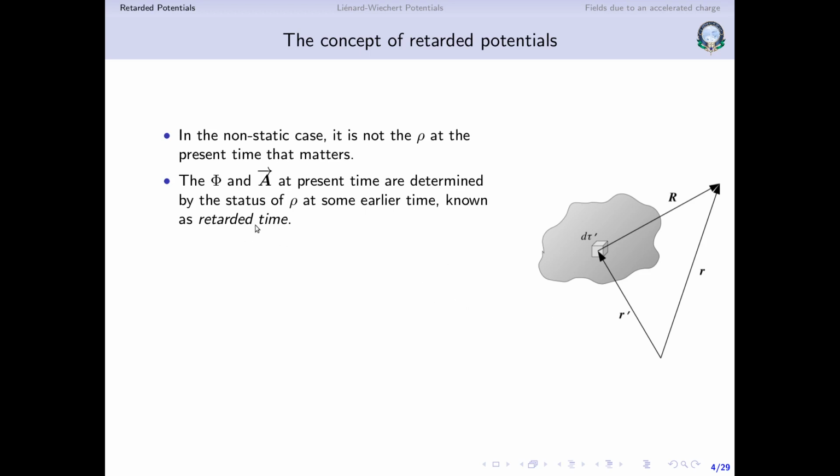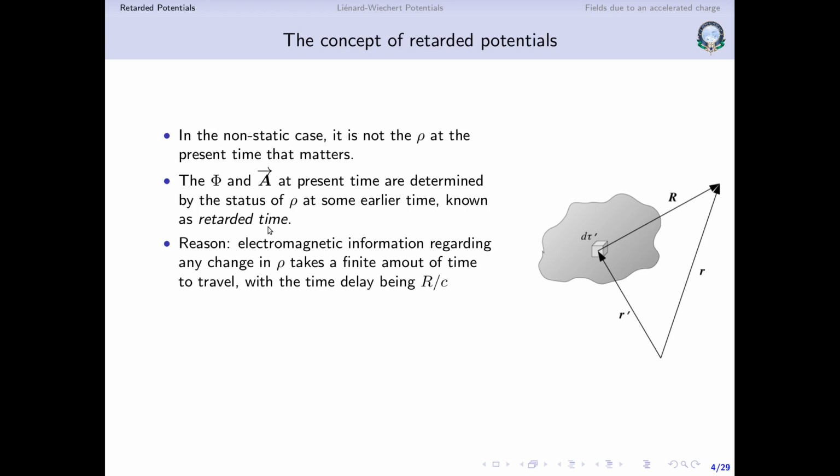So that's why it's called a retarded time. The retarded time is given as t_R, which is defined as t minus R by c. So what is capital R? Capital R is simply r minus r prime.